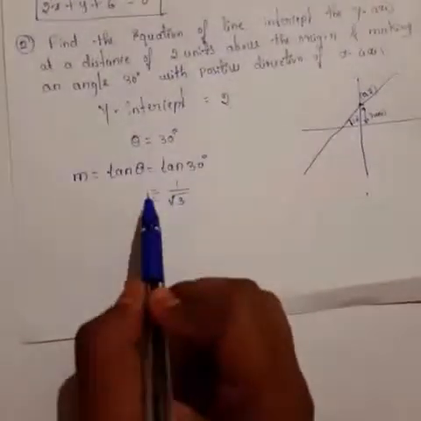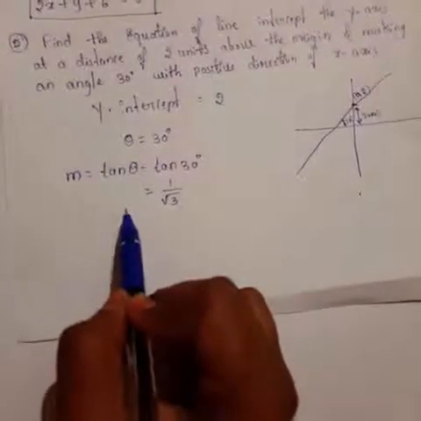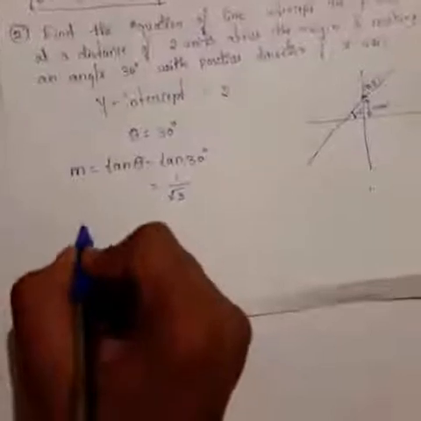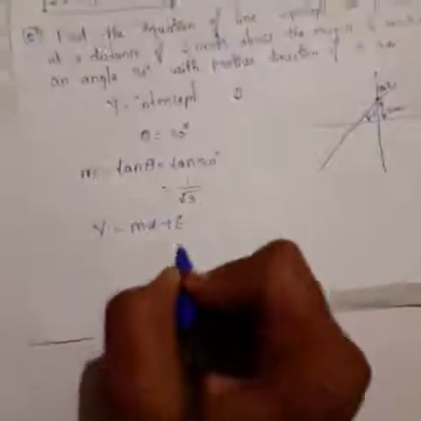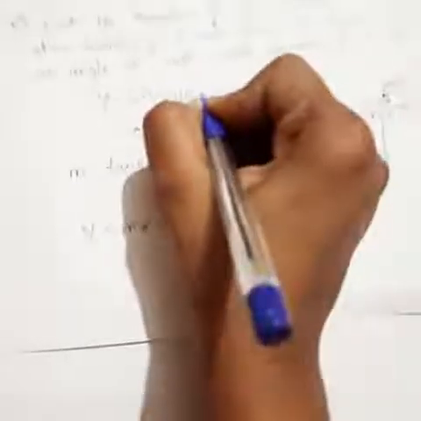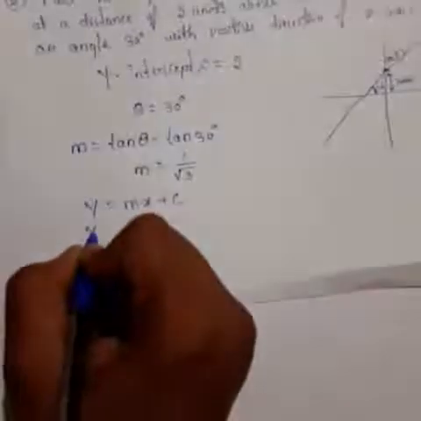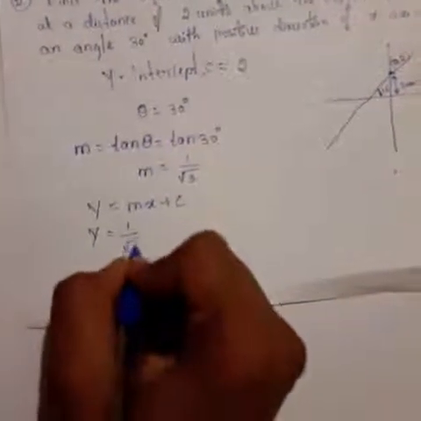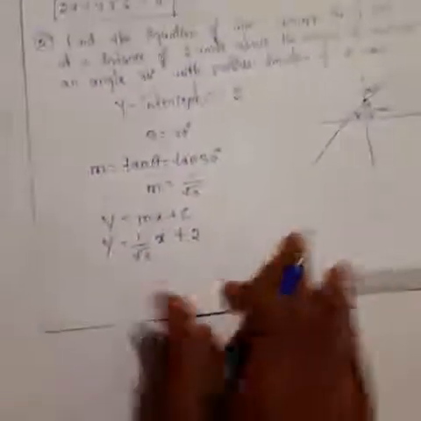Y-intercept as well as slope means we have to use the slope-intercept form. In the first case, the formula is y is equal to mx plus c, where this c is nothing but the y-intercept. This is the c value, c is equal to 2. Here m is 1 by root 3, so y is equal to 1 by root 3 x. Here c is plus 2.